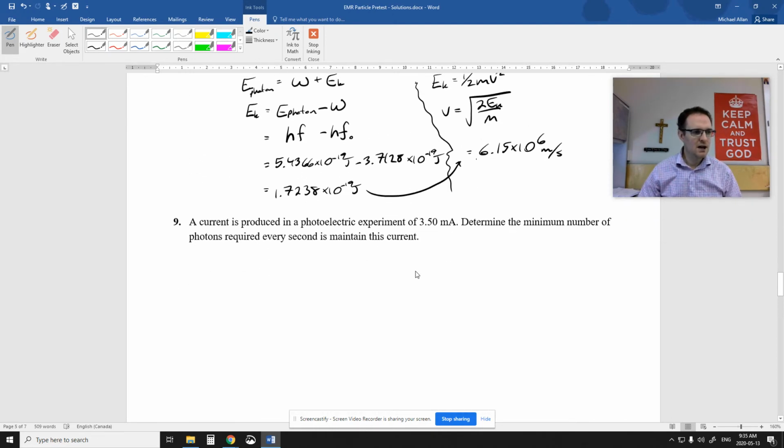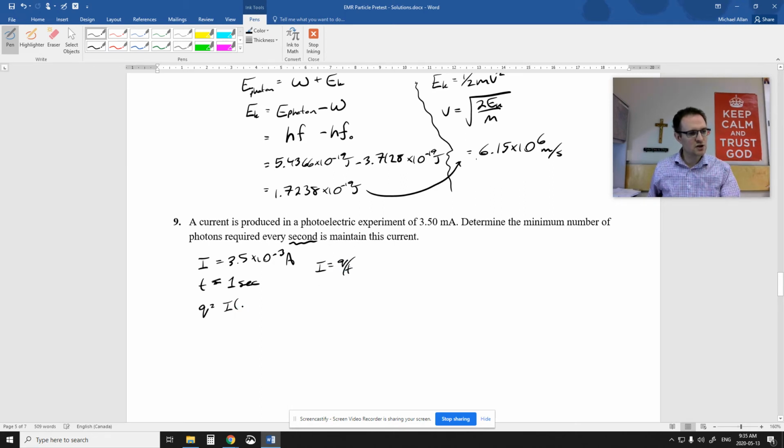Pretty easy. The current produced by the photoelectric experiment in a photocell is 3.5 milliamps. Determine the minimum number of photons required every second to maintain that current. Okay, so current I is going to be 3.5 times 10 to the negative 3 amps. Time is 1 second. So what we need to do is to find out how much charge passes by.